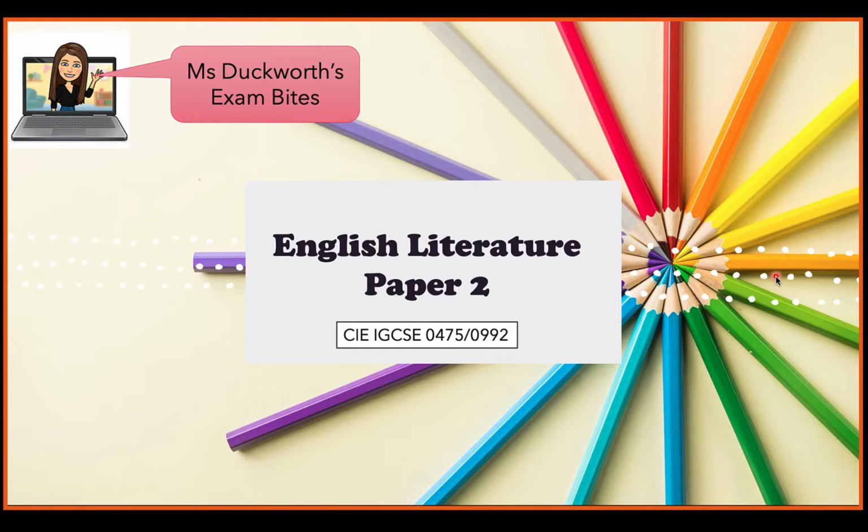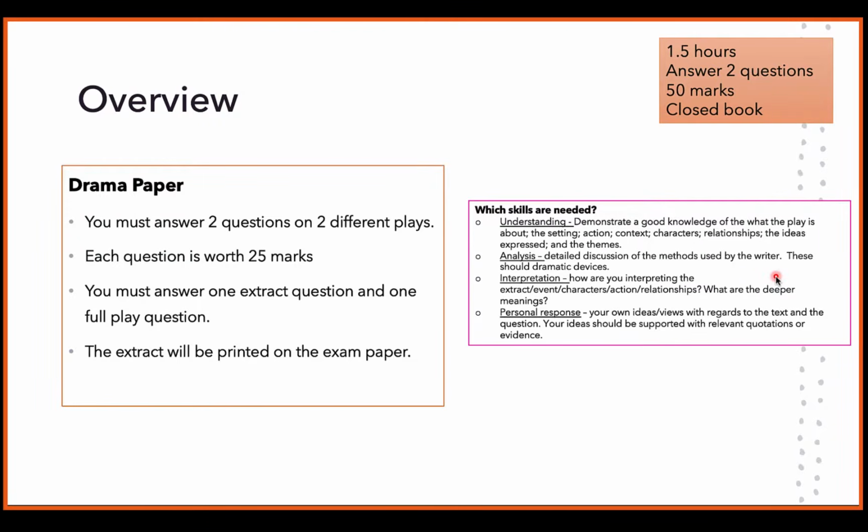Each of these short tutorials will give you a clear and concise overview of a different exam paper. Today we're going to be looking at English Literature Paper 2, which is for CIE IGCSE. So this is a drama paper. This paper is 1.5 hours long. You have to answer 2 questions. You are given 50 marks across the 2 different questions. That's 25 marks per question, and it is closed book, which means that you cannot take your copy of the play into the exam with you.